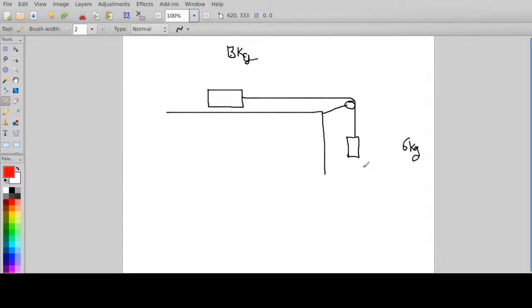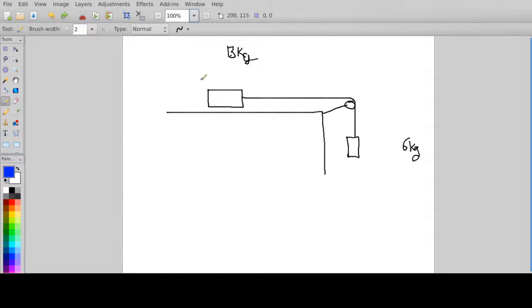Now you've got two boxes, and so what you need to do is look at each box separately. So we're going to do the free body diagram for that one first, and then the free body diagram for that one second. You need to do each one separately because otherwise you'll get confused between which forces are acting on what. So you've got two bodies, 13 kilogram and 6 kilogram, and we'll look at the forces on each one of them.